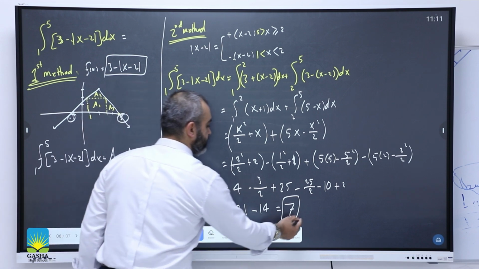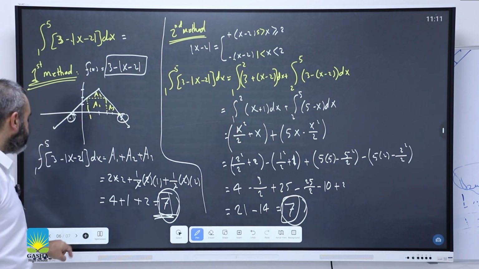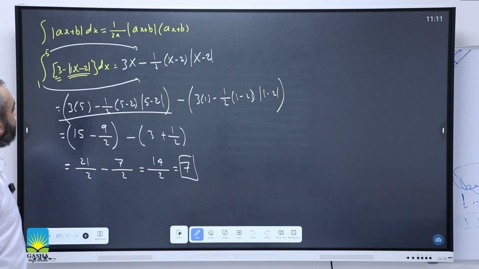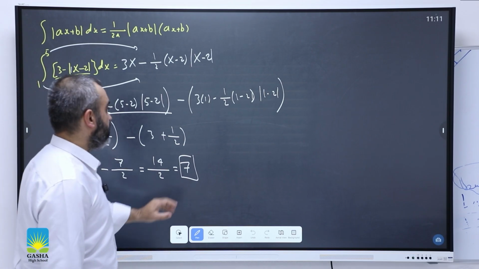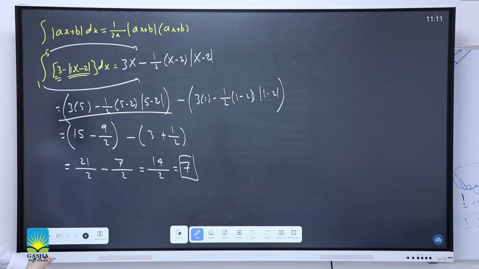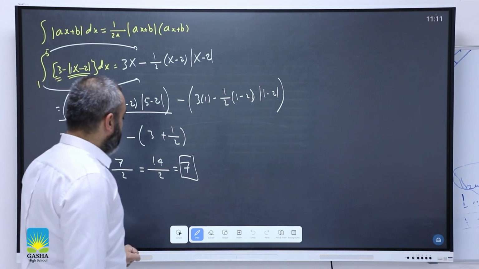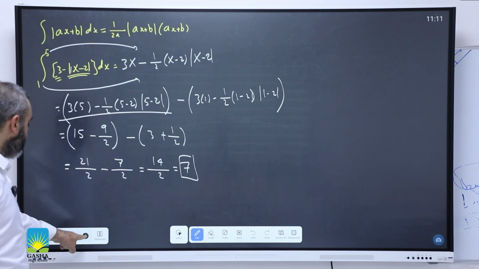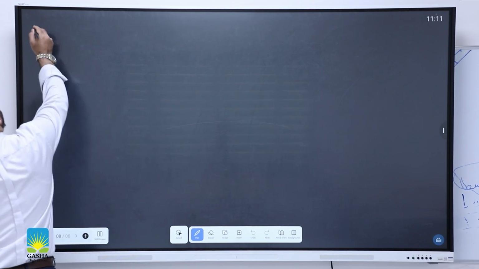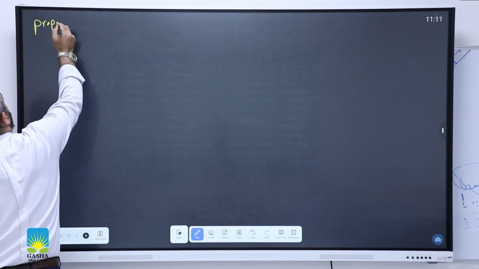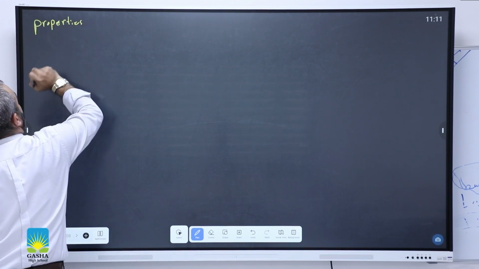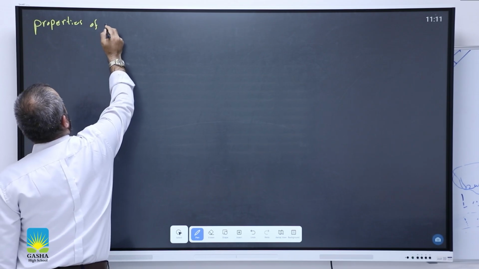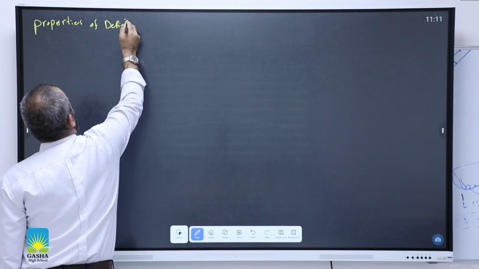result. So this is 7, and this is 7, and also the integral about this absolute value is also 7. You can use the third formula, the third method about the absolute value. Now we convert to the properties of definite integral.